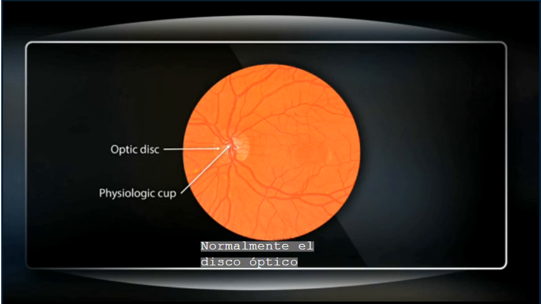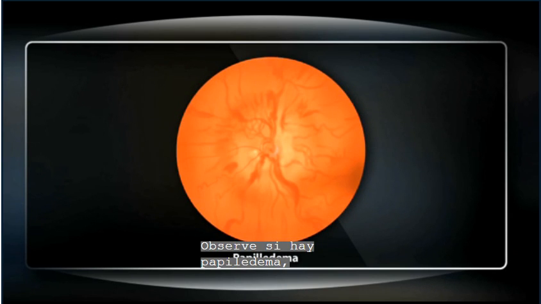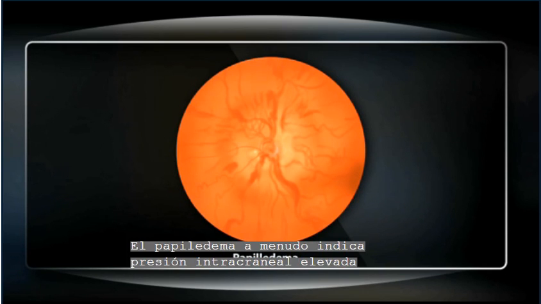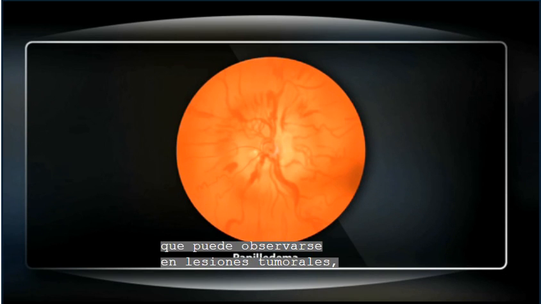Normally, the optic disc is yellowish-orange to creamy pink and round or oval with well-demarcated margins. Look for papilledema, which is a swelling of the optic disc and anterior bulging of the physiologic cup. Papilledema often signals elevated intracranial pressure seen in mass lesions, meningitis, or subarachnoid hemorrhage.